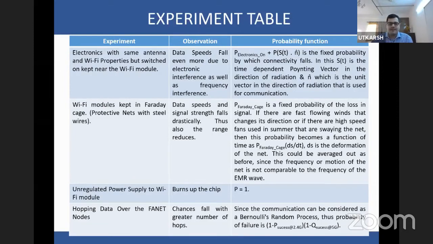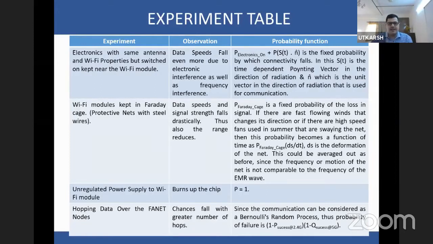If there are fast flowing winds that change direction, or if there are high speed fans used in the summer that are swaying the net, then this probability becomes a function of time, P Faraday cage, dS by dt, where dS is the deformation of the net. This could be averaged out as before, since the frequency or motion of the net is not comparable to the frequency of the electromagnetic wave that is being used.